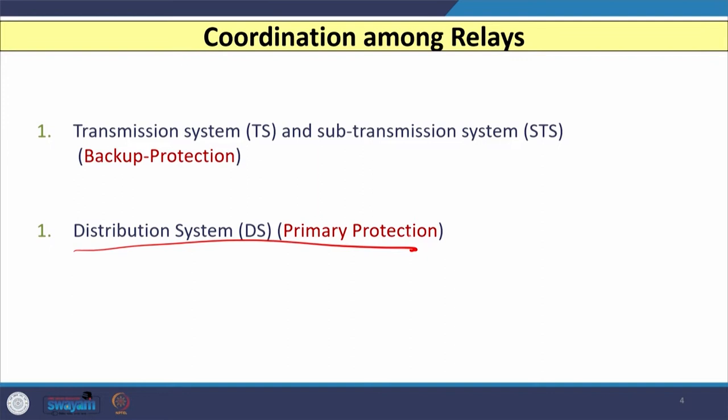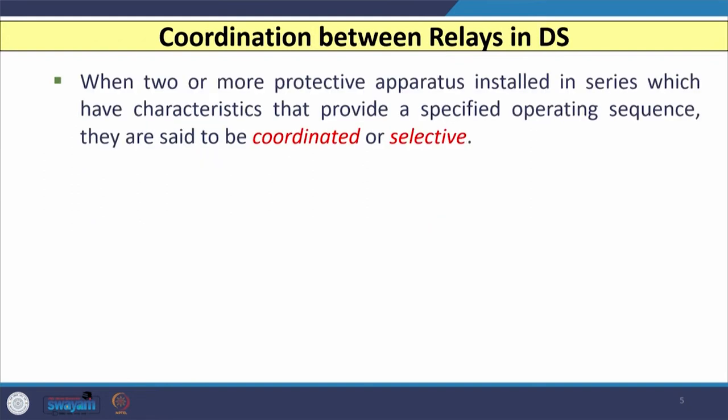So, it will act as a primary protection, and when we use overcurrent relays for transmission and sub-transmission networks, these relays will act as a backup, because for transmission and sub-transmission networks, distance relays are used as the primary protection. This is the main difference between the application of overcurrent relays for transmission and sub-transmission systems, and on the other hand for distribution networks. Now, let us see how the coordination is carried out with the help of overcurrent relays or directional overcurrent relays or a combination of these relays in a distribution network.